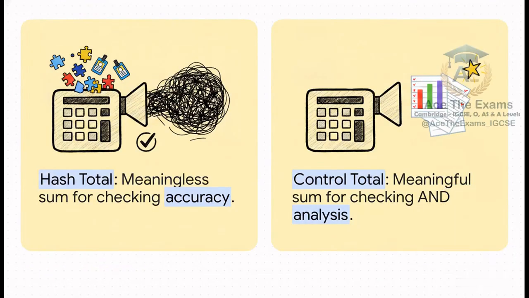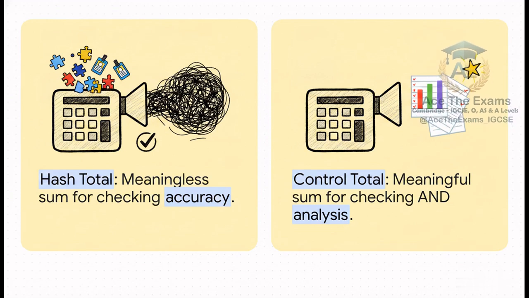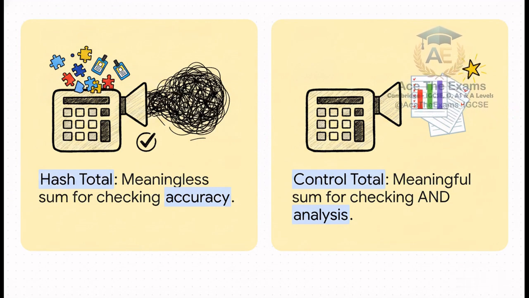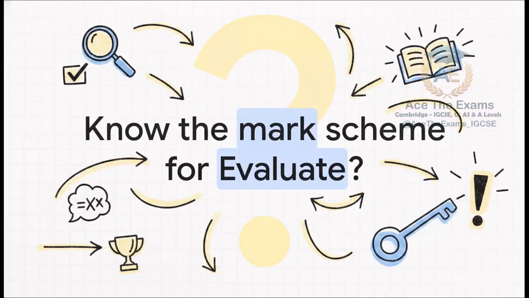Here is the absolute secret to getting this right. A hash total adds up fields that have no mathematical meaning whatsoever, like adding up all the student ID numbers. The resulting massive number is totally meaningless except to verify the data. But a control total adds up meaningful numeric fields, like the total number of exam passes. This not only verifies the data transfer, but gives you a total that could actually be used to calculate a school average.